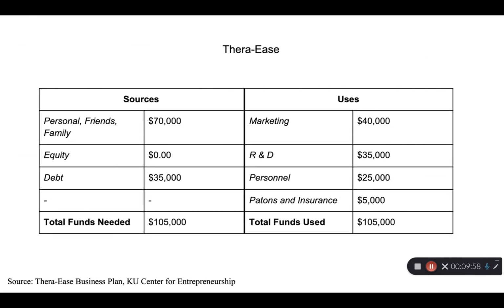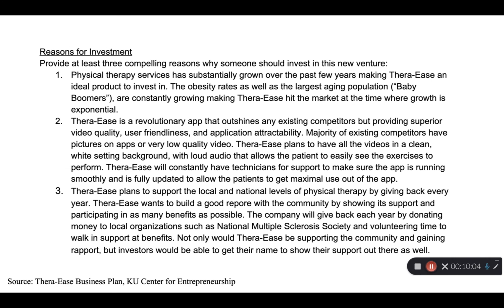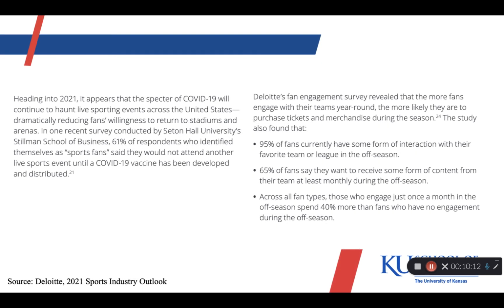In this TheraEase business plan, the owner uses funding and budget information and descriptive evidence about the target market and product's benefits to convince the reader to invest. Deloitte's Sports Industry Outlook uses their own survey, a primary source, in conjunction with a study from Seton Hall University, a secondary source, to provide a complete picture of consumer preferences.